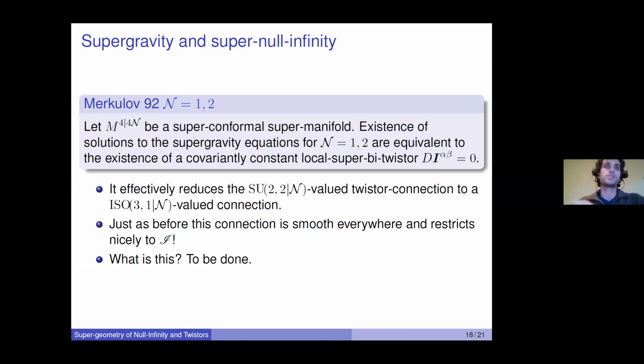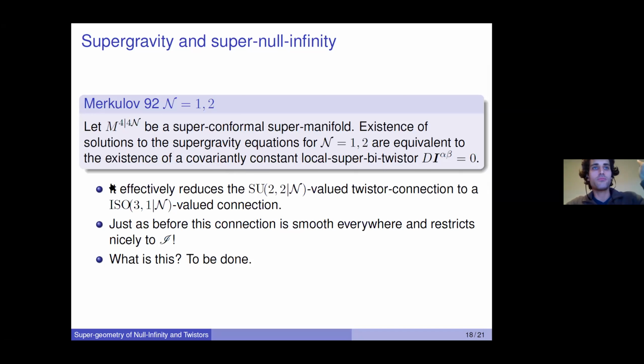But once again, what I would like to stress is that there must be a supersymmetric extension of that. There is this beautiful result due to Merkulov in '98 that again for N equals 1 and 2, you start with a superconformal supermanifold, and he proved that the existence of solutions to the supergravity equations is once again equivalent to having covariantly constant local super-twistors. So it's exactly the same construction as in the non-supersymmetric case. Once again, this effectively reduces the connection valued in the superconformal group to a super connection valued in the super-Poincare group.